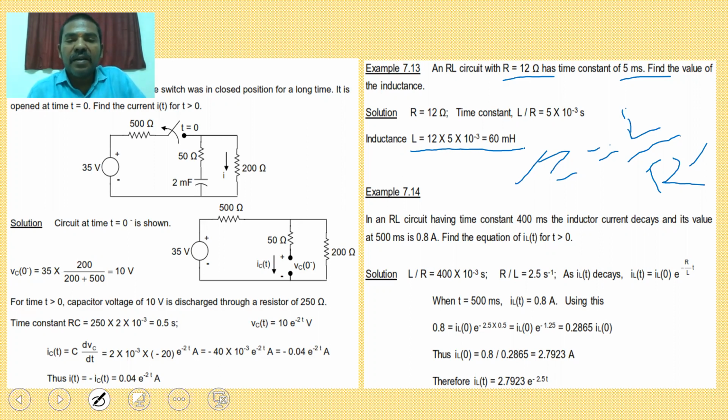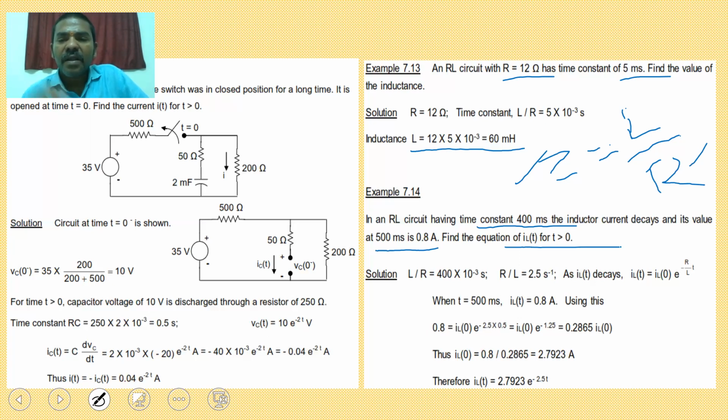Next, come to one more problem. An RL circuit is connected in series. The time constant given is 400 milliseconds. The inductor current decays, and its value at 500 milliseconds is 0.8 amperes. So we have to calculate the inductor current for t greater than 0.